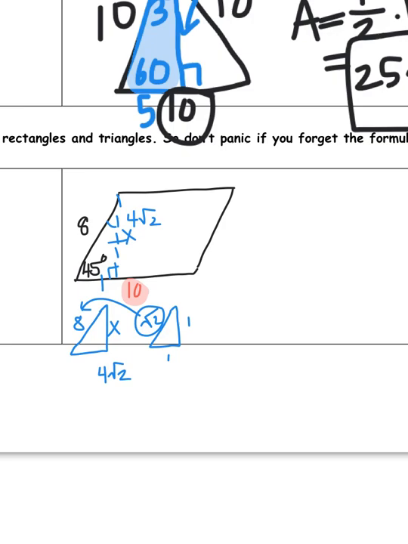So my area is just base times height. The base is this again. Make sure that you use this entire base. My base is 10. My height is 4 radical 2. That means my area is 40 radical 2 units squared.